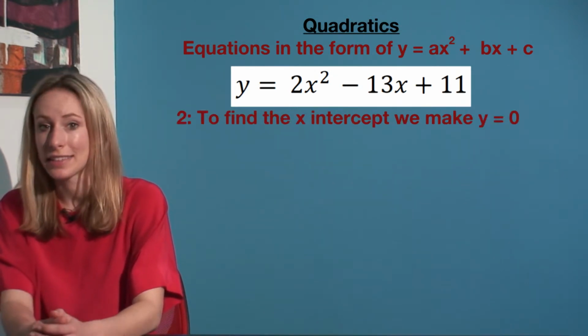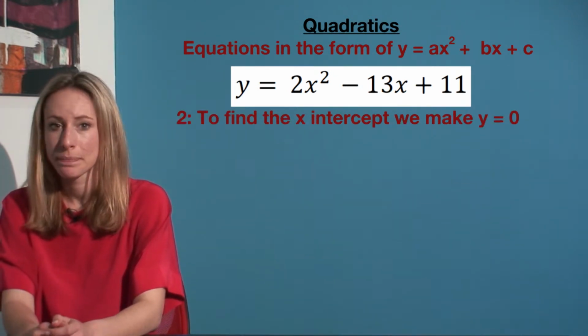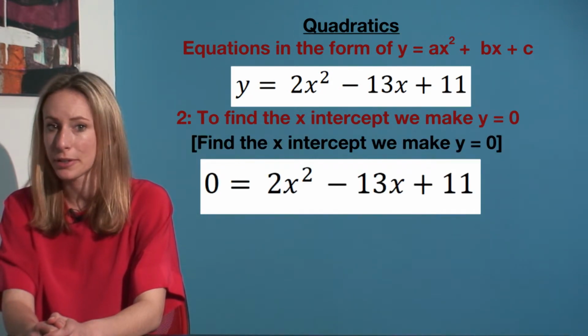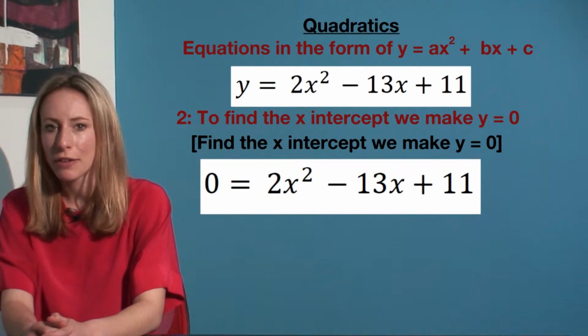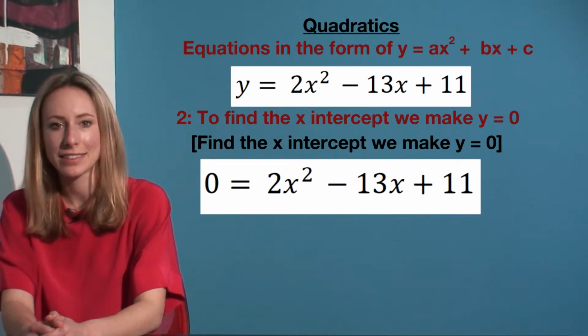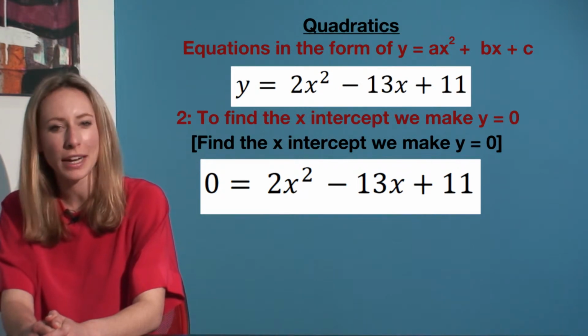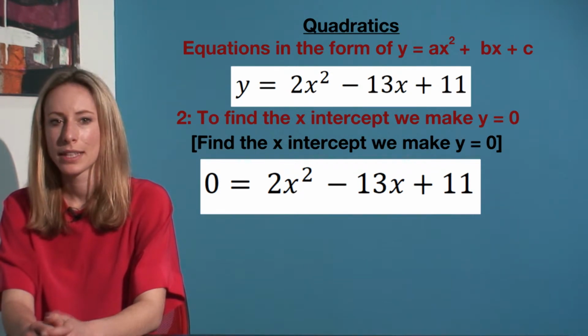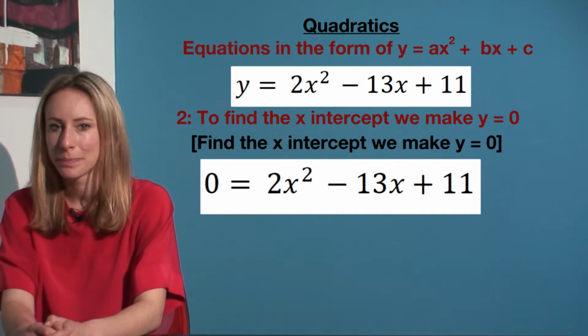To find the x-intercept, we make y equal 0. We'll start by writing "find x-intercept, make y equal 0". When we have the graph in the form of y equals ax squared plus bx plus c, we can find the x-intercepts by factorising into two brackets and using the null factor law. Alternatively, we can use the quadratic formula. Here, let's use the null factor law.